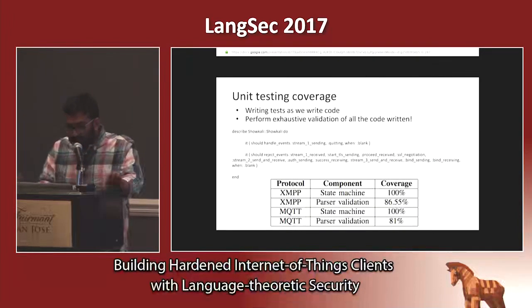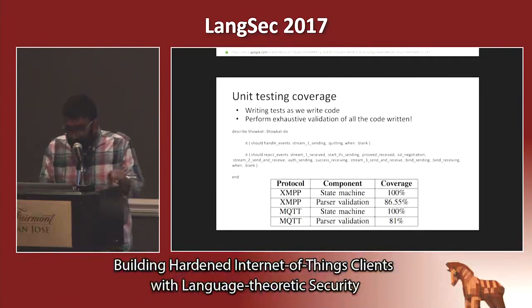Okay, as I mentioned earlier, we wrote unit tests for almost each of our parsers, and we also wrote unit tests for the protocol state machine, and we saw that we covered 100% of both the protocol state machines for XMPP and MQTT. In terms of parser validation, we were slightly behind, but I would think that it's still pretty good.